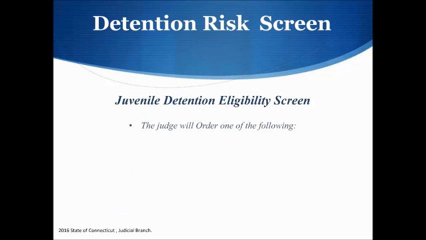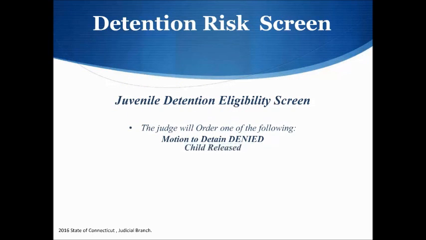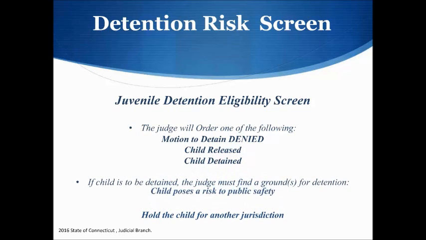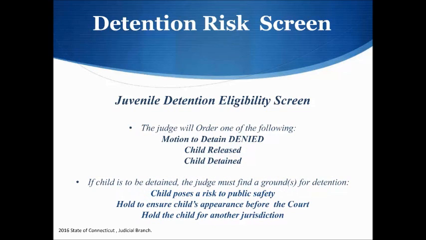Lastly, the judge will order one of the following: motion to detain denied, the child released, or the child detained. If the child is to be detained, the judge must find a grounds for detention. 1. That the child poses a risk to public safety. 2. To hold the child to ensure the child's appearance before the court. Or 3. To hold the child for another jurisdiction.